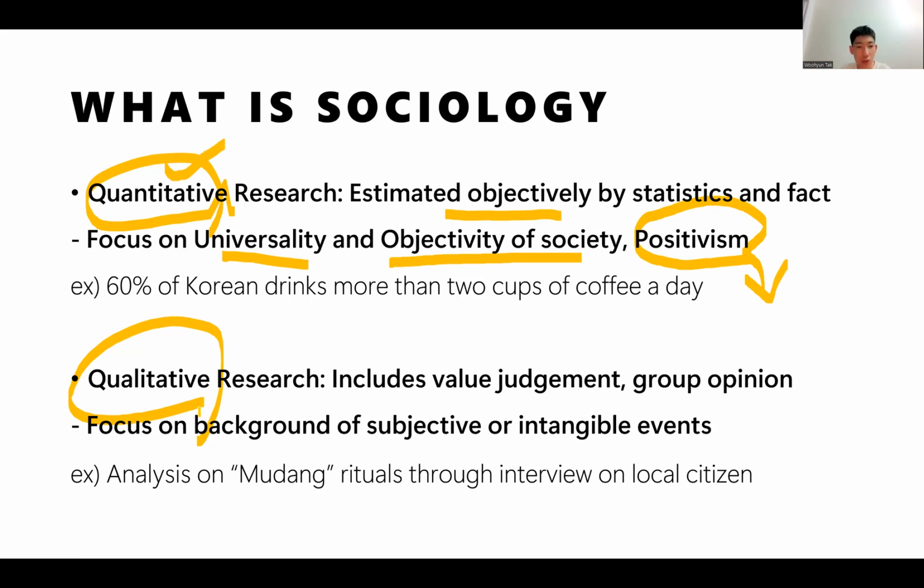And the second method is qualitative research. It includes individual value judgment, group opinion, or interviewing someone. It focuses on the background of subjective or intangible events or culture in society. A perfect example might be analyzing the culture of Mudang rituals through interviewing local citizens, which is a kind of religious action in Korea.